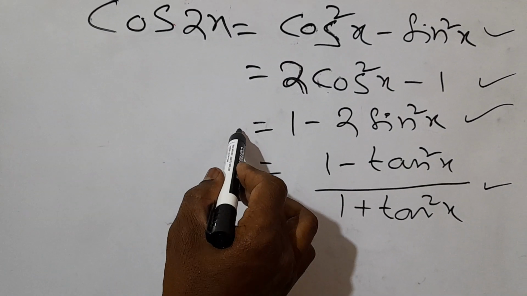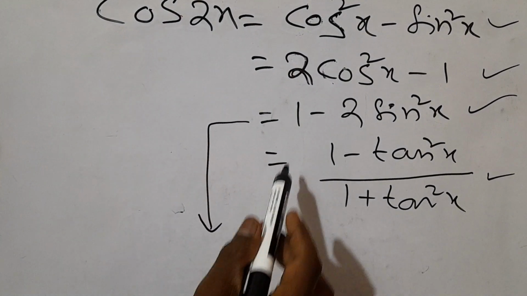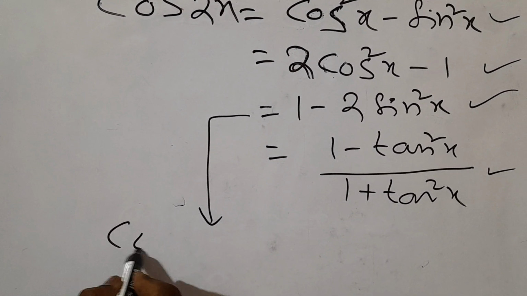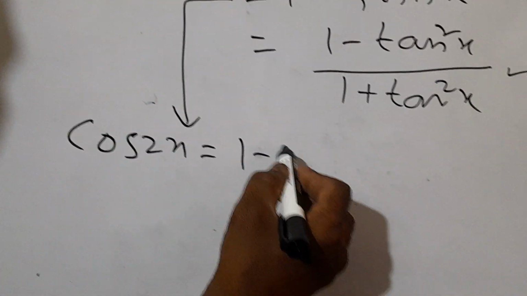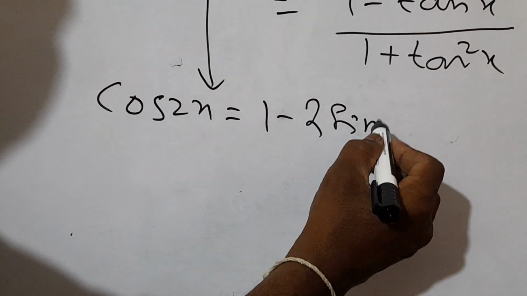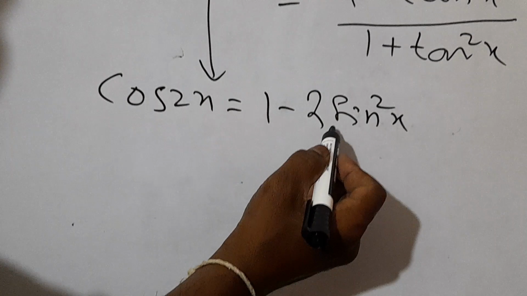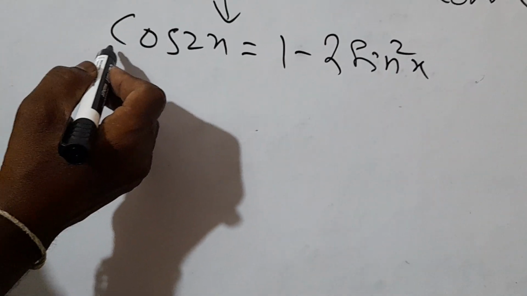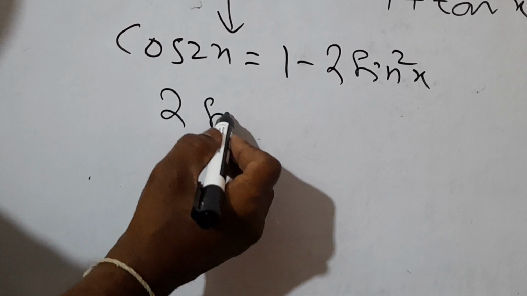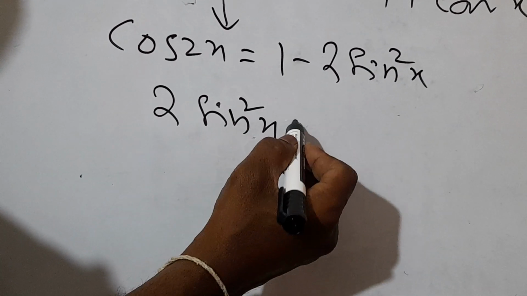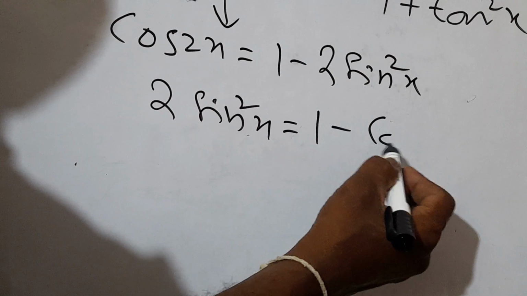See one more sub formula from this 1 minus 2 sin square one. We have cos 2x is equal to 1 minus 2 sin square x. Here I am shifting 2 sin square x to the left side and cos 2x to that side. So this is 2 sin square x is equal to 1 minus cos 2x.